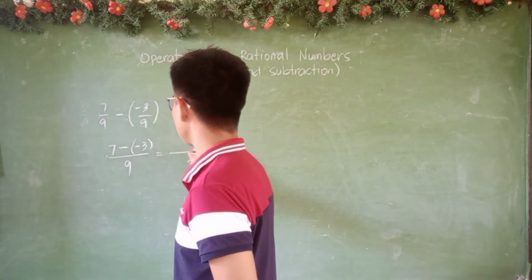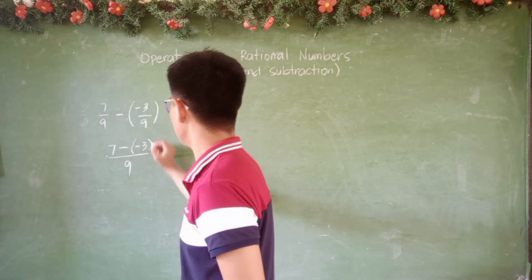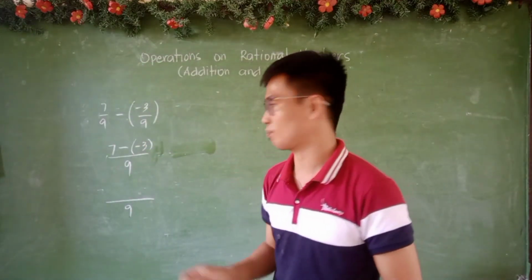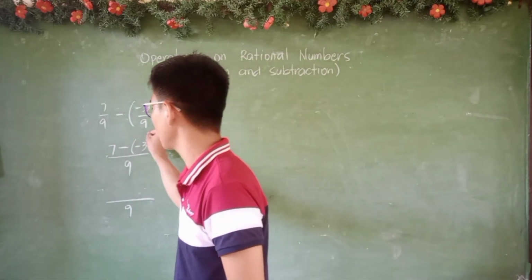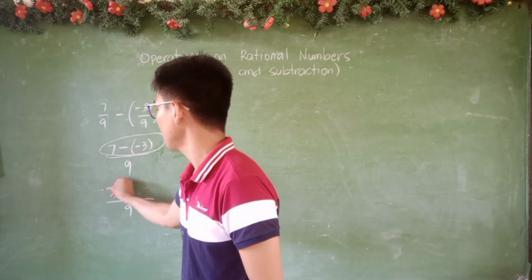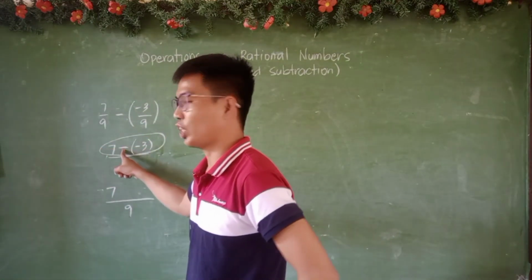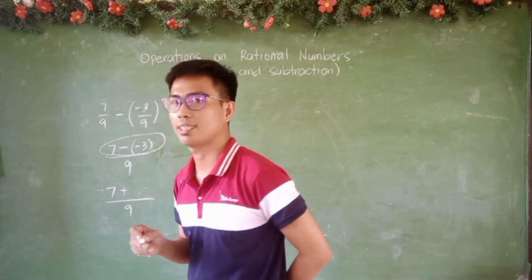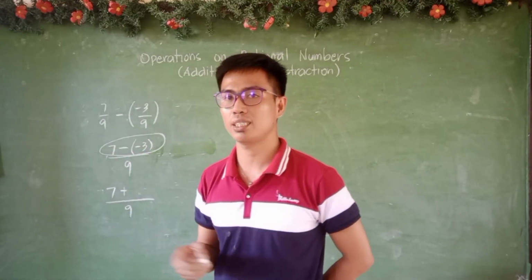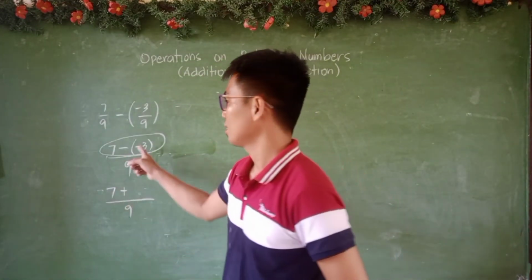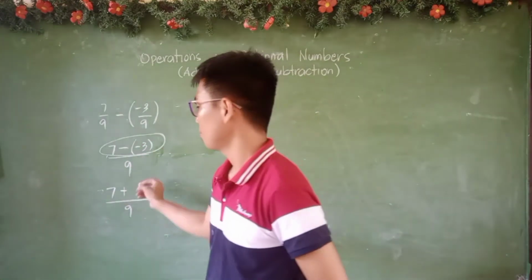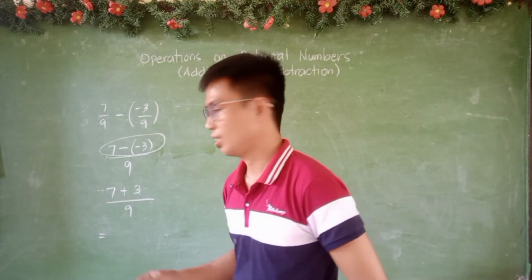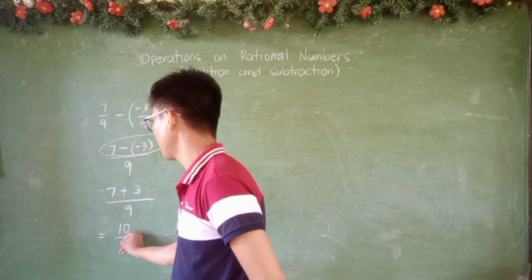So that will be, dito na lang sa baba. So that will be 9. And then sa rules natin kapag nagsusubtract, we need to copy the minuend. So dito na lang tayo magpo-focus. 7 is the minuend. Then change subtraction into addition. So that will be, imbes na minus, gagawin natin plus. And then for the subtrahend, we're going to change the sign of the subtrahend. So since negative 3 siya, so magiging positive 3. And for our final answer, we will have 7 plus 3. That is 10 over 9.